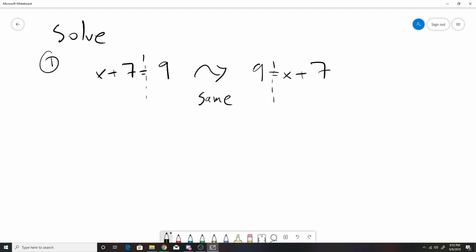So maybe you're someone who likes having your variable on the right, maybe you like having it on the left, and that's up to you. But you should know that these are the same. People do draw this line here, because whatever we're going to do to one side, we've got to do to the other. So we've got to balance. It's doing the same on both sides.